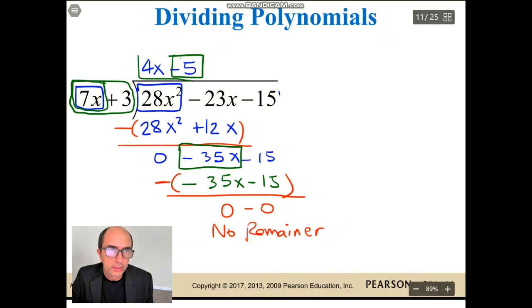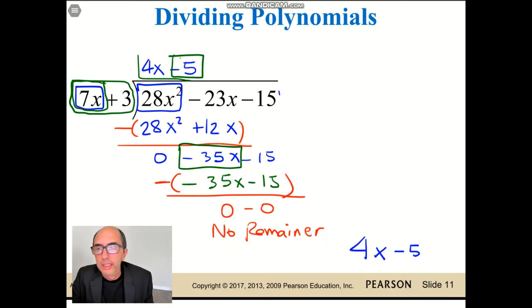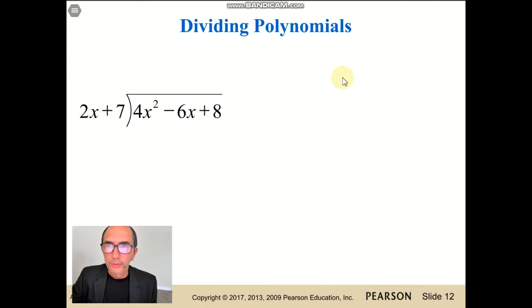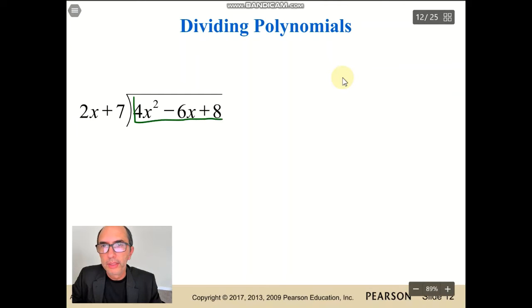And the answer that we are looking for is going to be 4x minus 5. It is the result of 28x squared minus 23x minus 15 divided by 7x plus 3. Let's work this next example, and we are dividing now 4x squared minus 6x plus 8 by 2x plus 7.